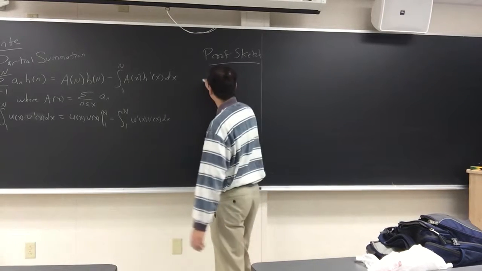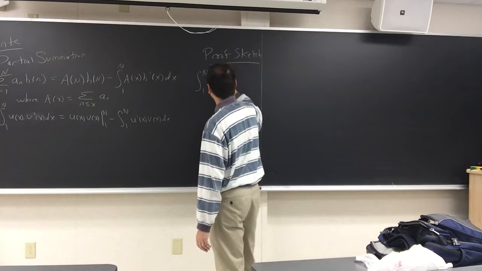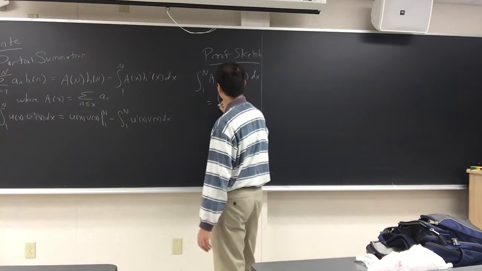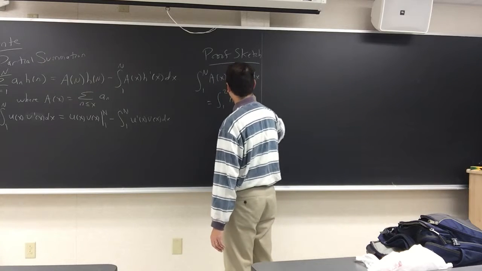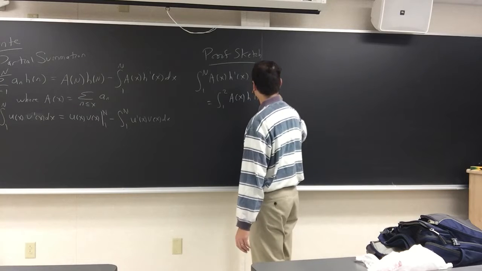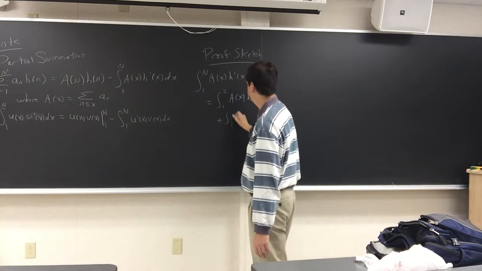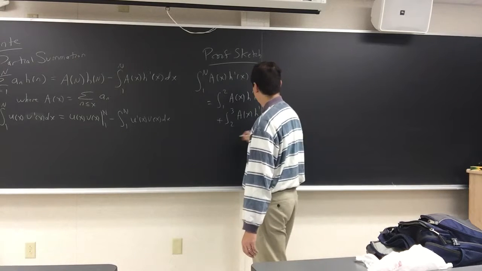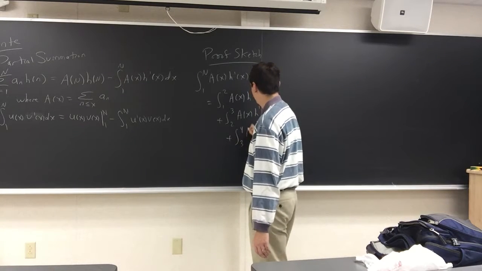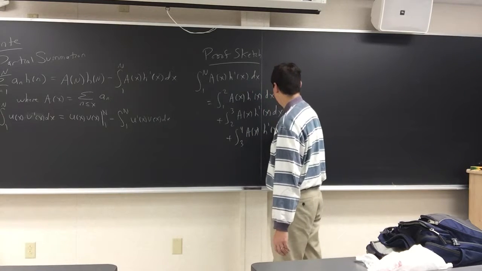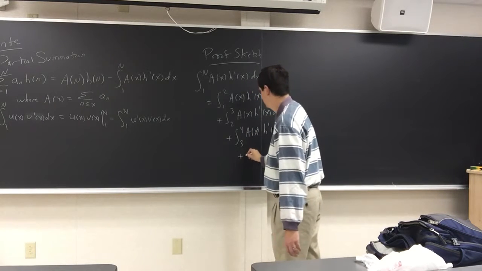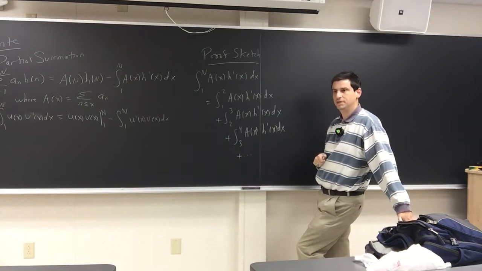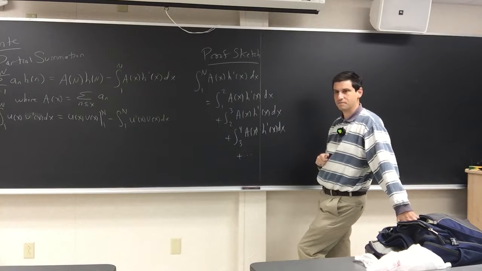So what I can do is look at the integral from 1 to n of a of x, h prime of x, dx. And I can write this as an integral from 1 to 2 of a of x, h prime of x dx, plus an integral from 2 to 3 of a of x, h prime of x dx, plus an integral from 3 to 4 of a of x, h prime of x dx, and so on and so on and so on. So in this region, what will a of x be?